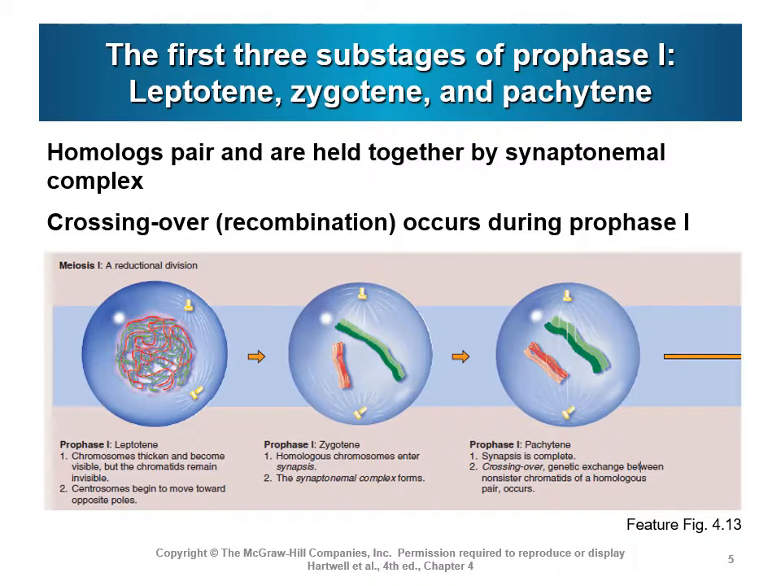And then the second representation is zygotene, where the final pairing is happening, and the creation of the synaptonemal complex is taking place. And finally, the third one represents pachytene, where the synapsis is complete and the crossing over of genetic information between non-sister chromatids is taking place.